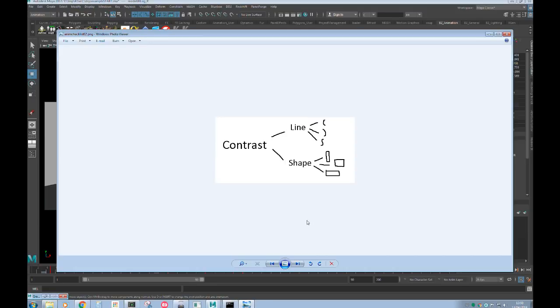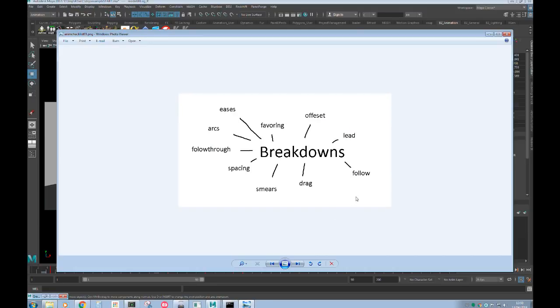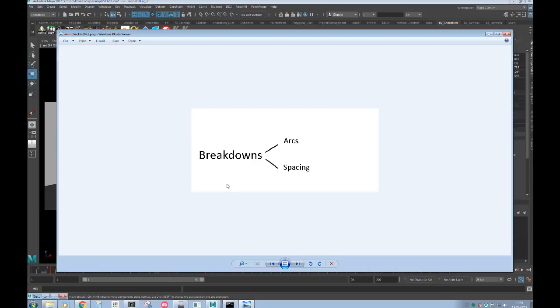And then breakdowns. We went over how there's a lot to think about when doing a breakdown, so we need to simplify it. I would simplify it into arcs and spacing, and I would simplify arcs into anticipation and overshoot, and spacing into lead and follow or drag.